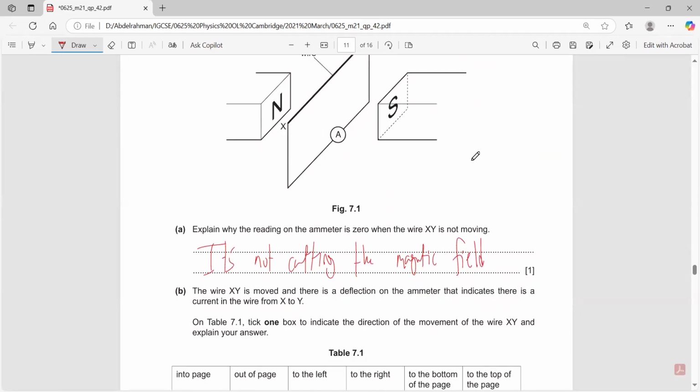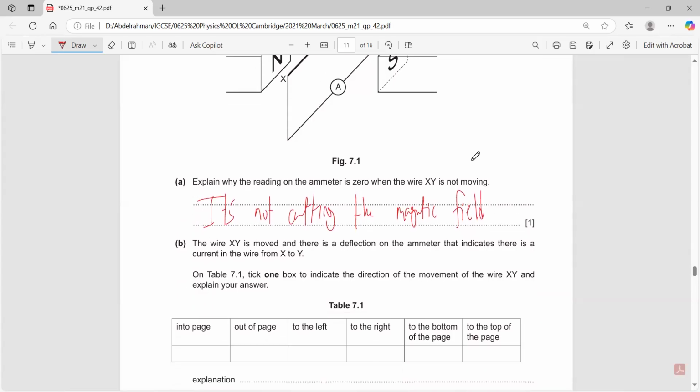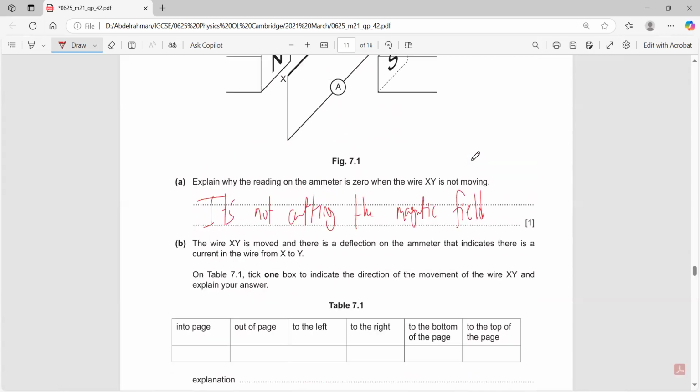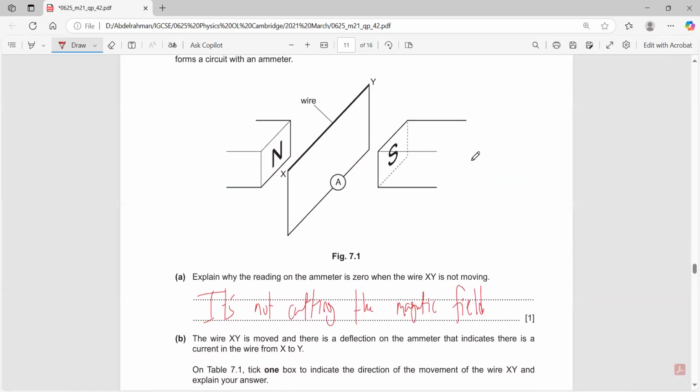Wire XY is moved and there is a deflection on the ammeter. That indicates that there is a current from X to Y. So as you moved the wire, there is a current from X to Y, right?